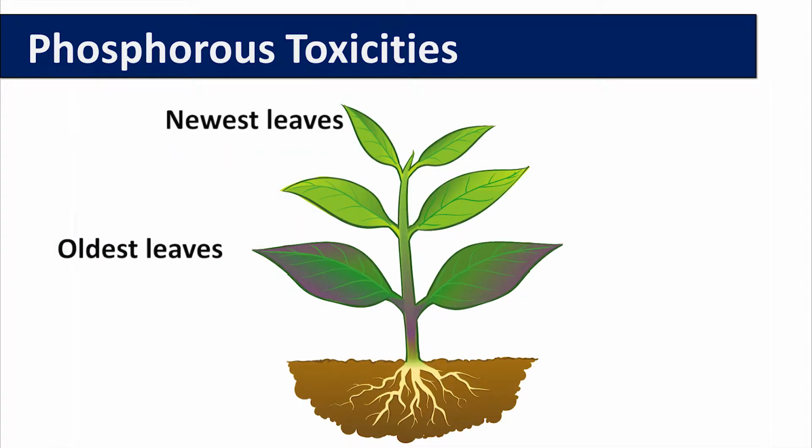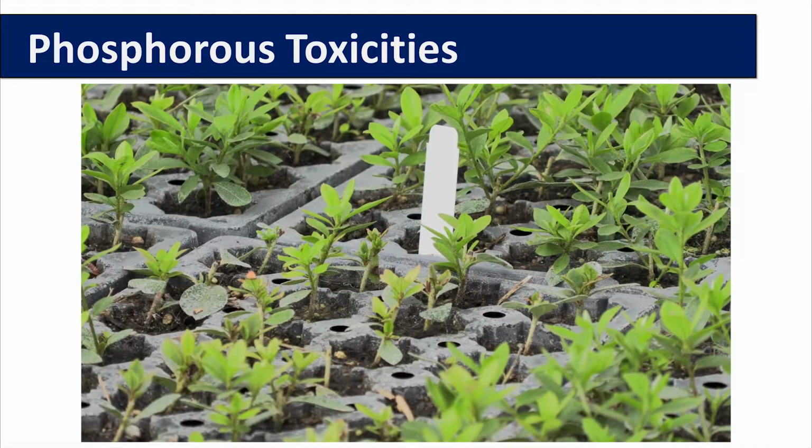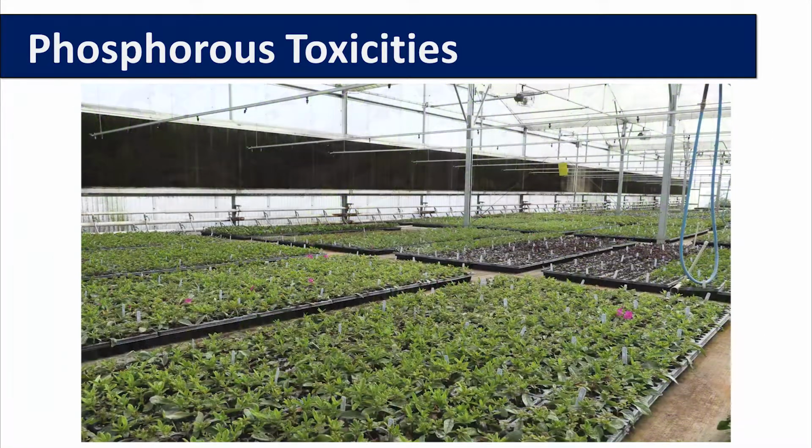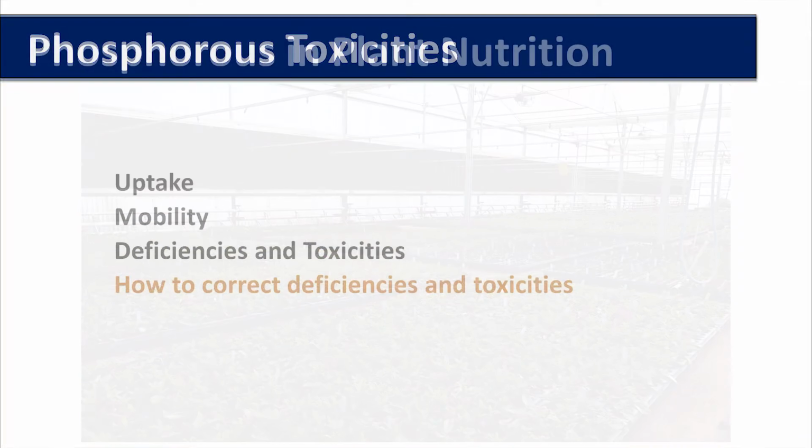High soil phosphorus levels can cause iron deficiency, which is a chlorosis of the newest growth in plants. Also, high phosphorus content in the soil can cause stem elongation, and this is a problem in seedling production and young plant production in greenhouses.